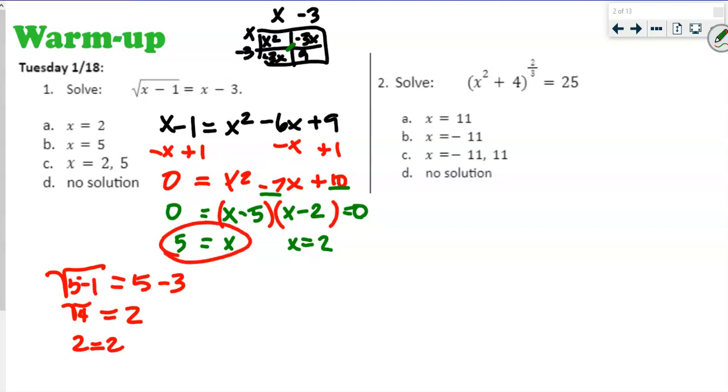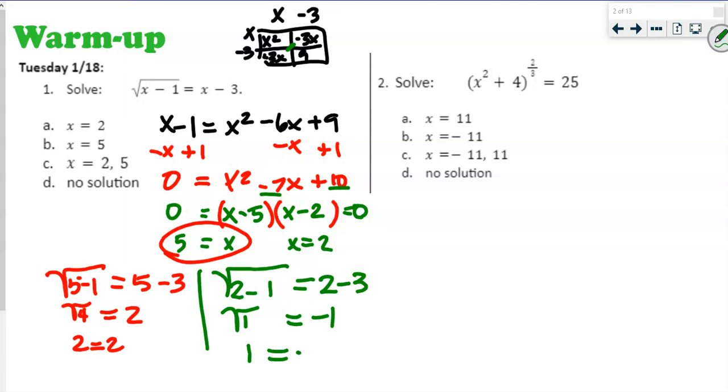Now let's check the other one, okay? So now we're going to do the square root of 2 minus 1, and this equals 2 minus 3. So that's going to be the square root of 1, which is equal to negative 1. That's 1, negative 1. Nope, that does not equal, does it? So this is what we would call an extraneous solution, right? So it's not our solution. So the answer is B, okay? Now, if necessary, pause the video and go ahead and do the other one and then come back to me.